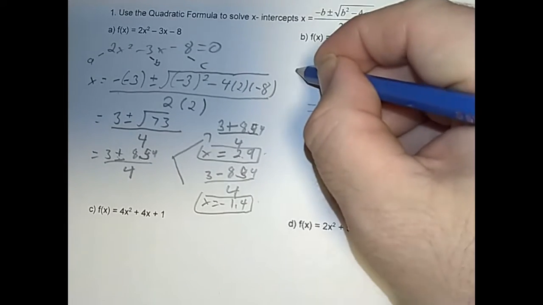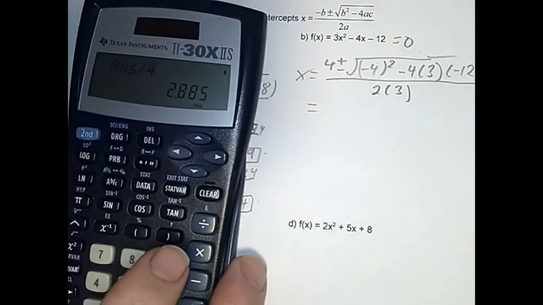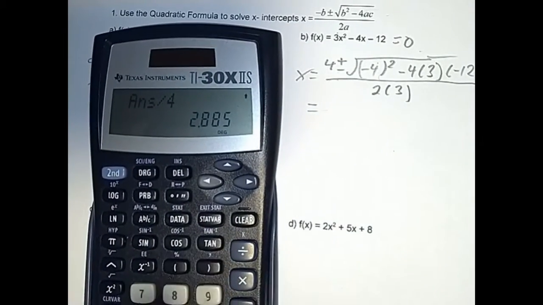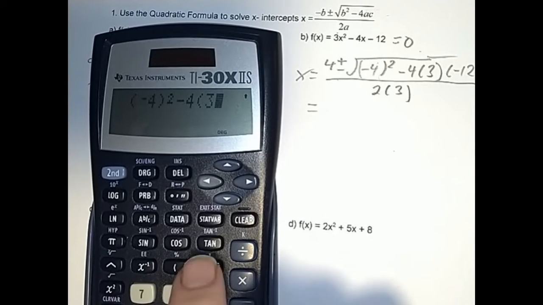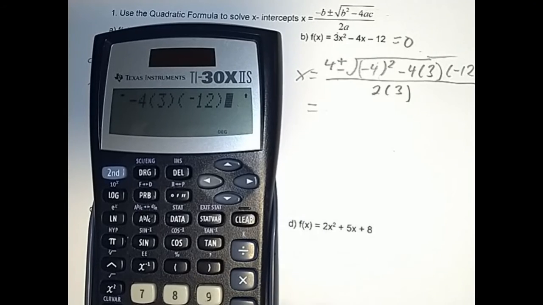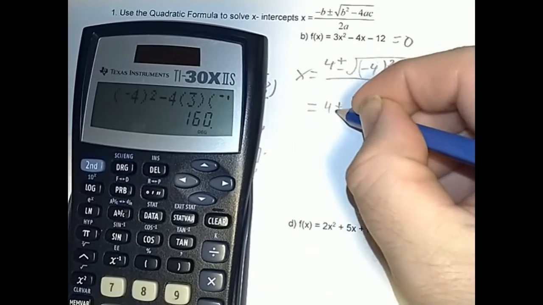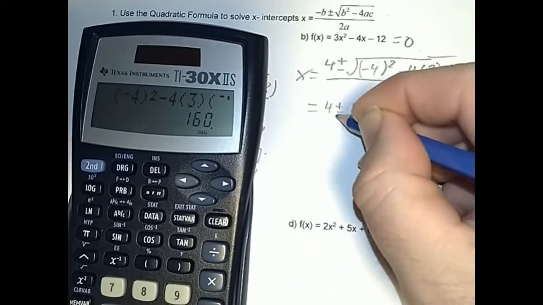So now we're finding x. So here we go. Let's put all that into the calculator quickly. Negative 4 squared minus 4 bracket 3 bracket negative 12. Okay, get 160. So 4 plus minus the square root of 160 all over 6.